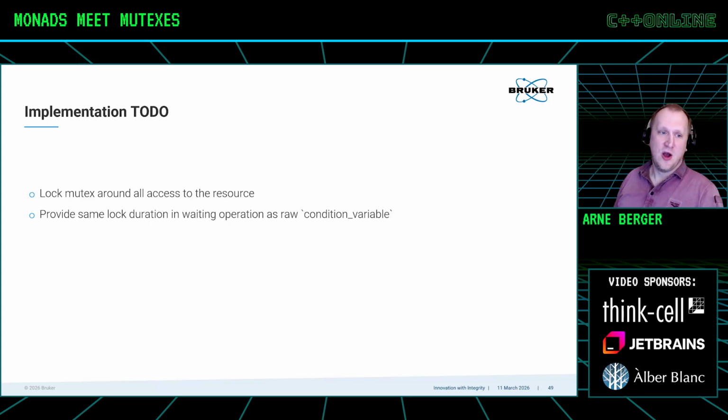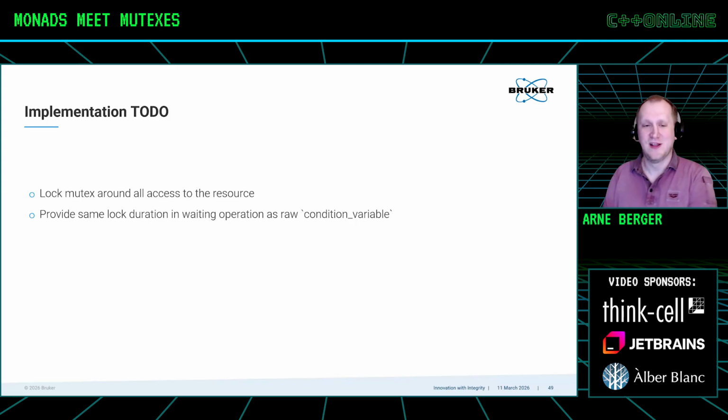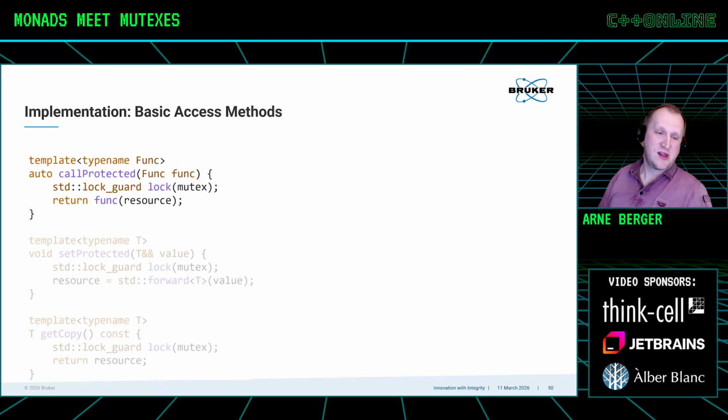And the second thing is, okay, we need to provide the same lock duration in the waiting operations as with a raw condition variable. So throughout this whole monadic chain, the lock needs to stay locked and afterwards needs to unlock itself. Just think about this question for some time. I will come to that. If you have a solution for that you directly have in mind, because I had some in mind that all didn't work, but I will talk about that in a moment. First, let's look at the basic access functions.